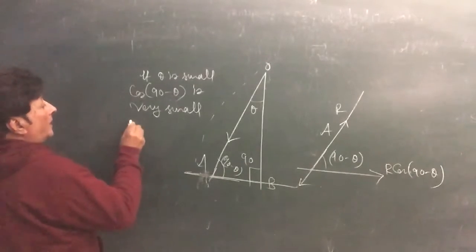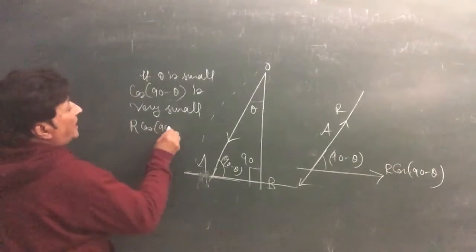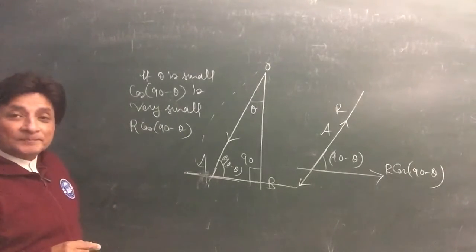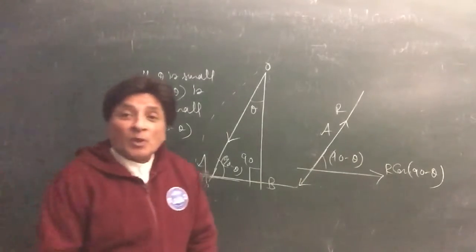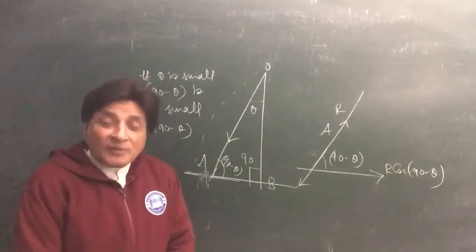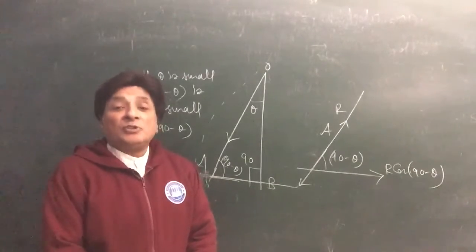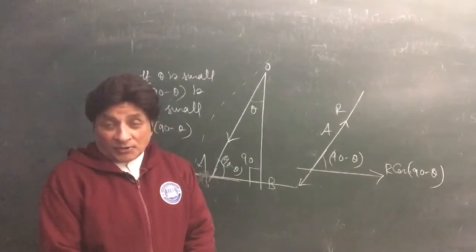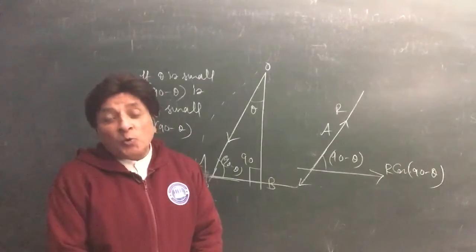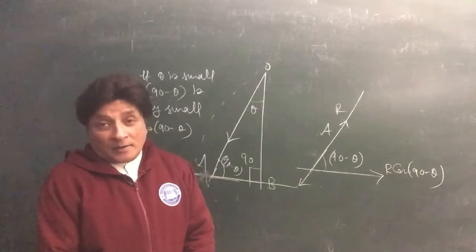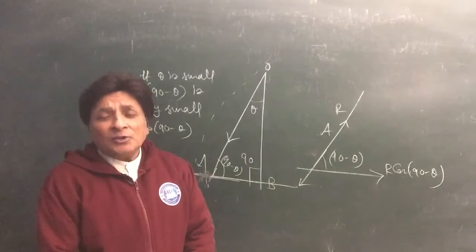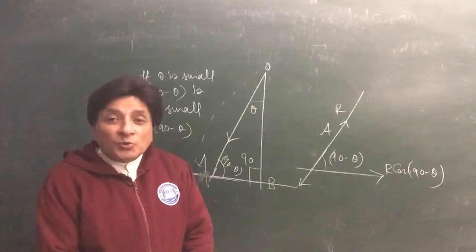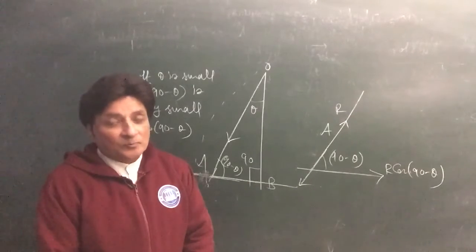Now, reaction cos 90 minus theta is small. As a result, the snow covered track, which is having less friction available to us, will be able to impart that sufficient small reaction which will not make you skid on the snow covered track.